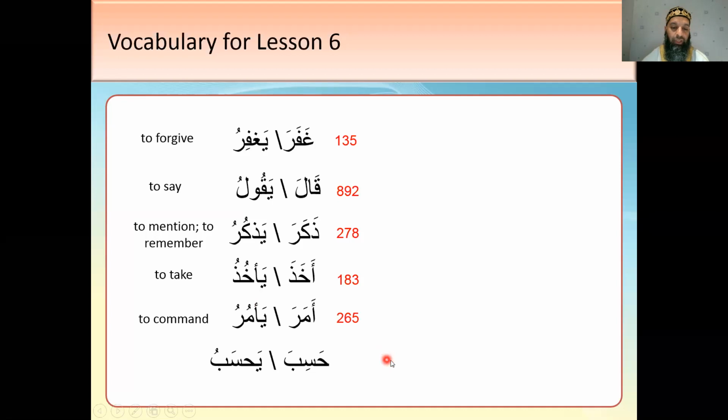265. Hasiba yahsabu, to think, to reckon. وَلَا تَحْسَبَنَّ الَّذِينَ قُتِلُوا فِي سَبِيلِ اللَّهِ أَمْوَاتًا. Do not think of those who've been killed in the way of Allah as dead. Hasiba, to reckon, to think. يَوْمَ يَقُومُ الْحِسَابِ, they are reckoning.